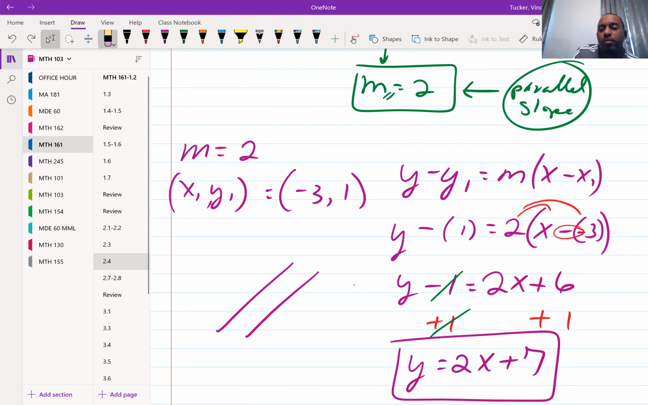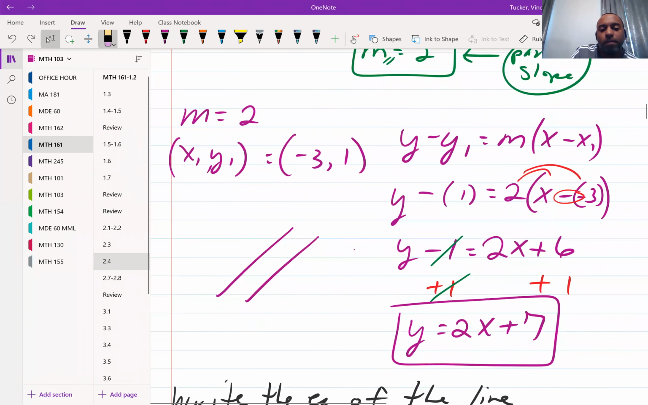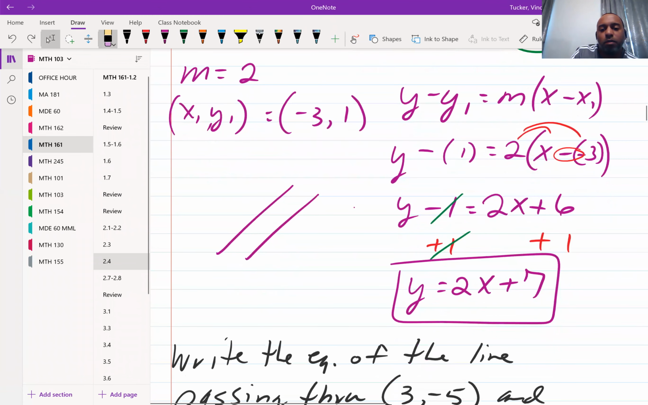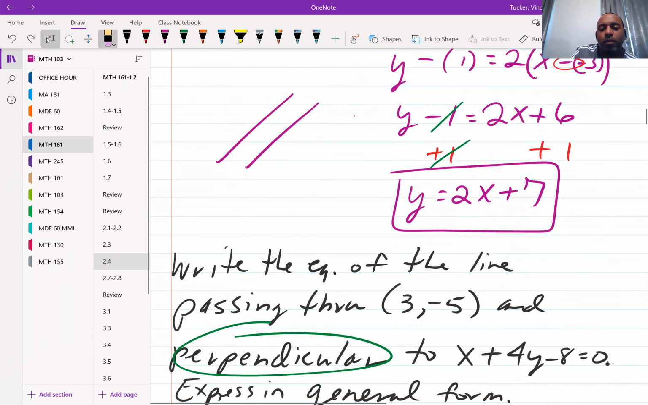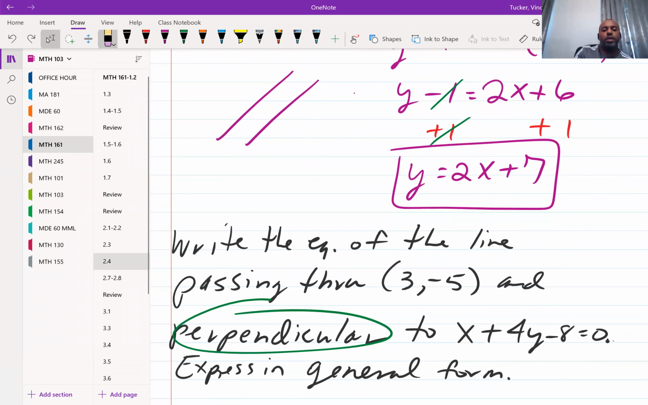Any problems? Hold up, everybody good? Very similar to the last one that we did, but this time it's perpendicular. Write the equation of the line passing through 3, -5, and perpendicular to x plus 4y minus 8 equals 0. Then they tell us to express the equation in general form. So we'll talk about that when we get there.